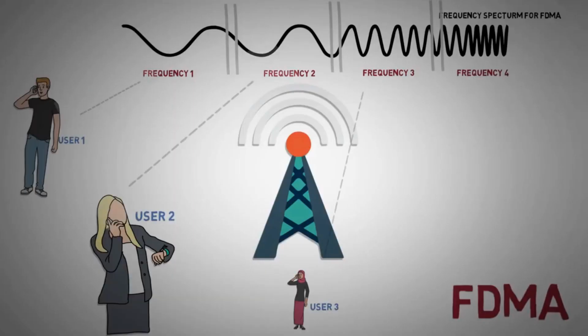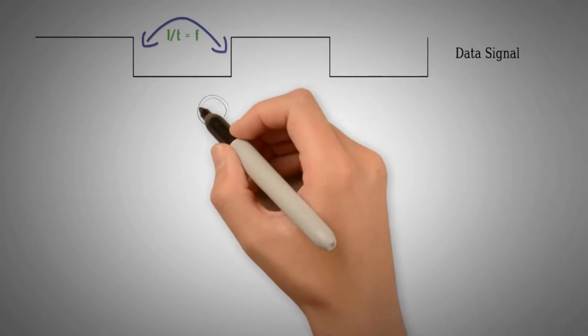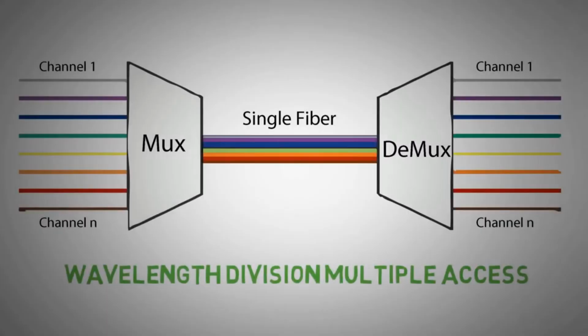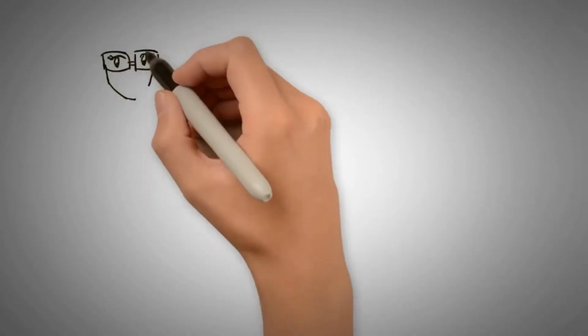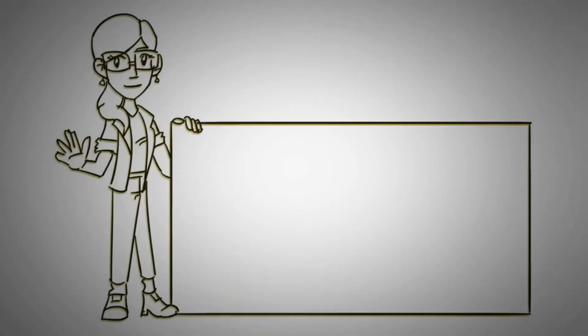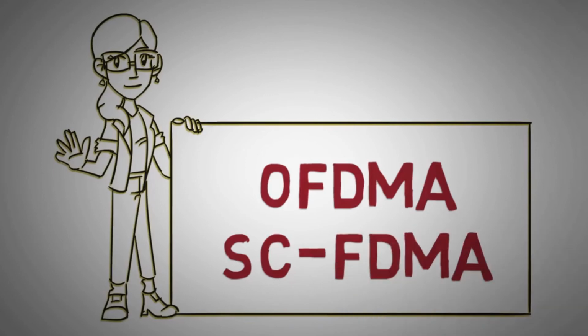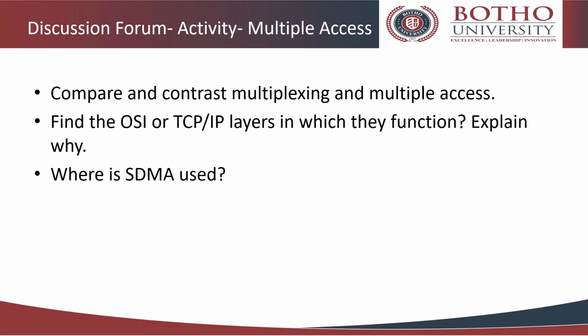So, today we showed what were the different multiple access techniques that were used in various generations of wireless communication. In our next video, we will dive deep into OFDMA and SC-FDMA, the two pillars of 4G. With this, we come to an end of this session on multiple access.